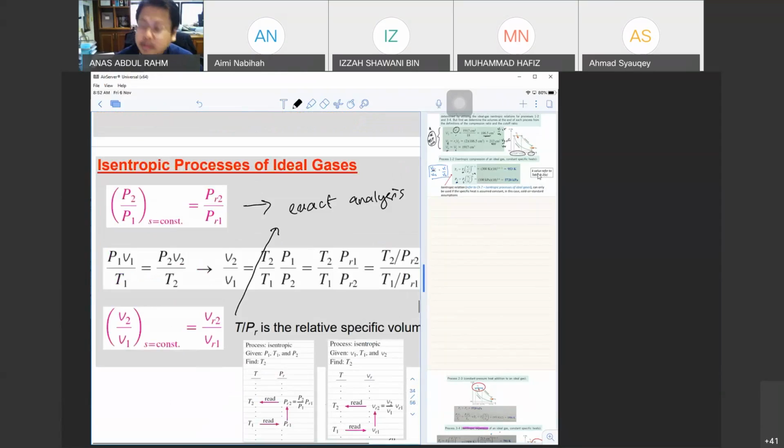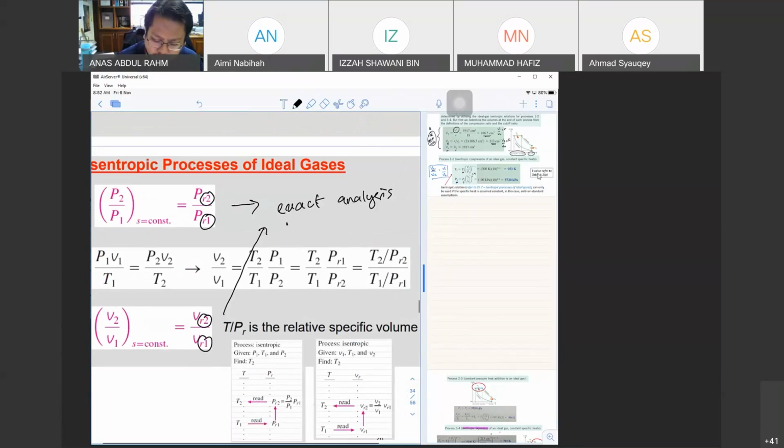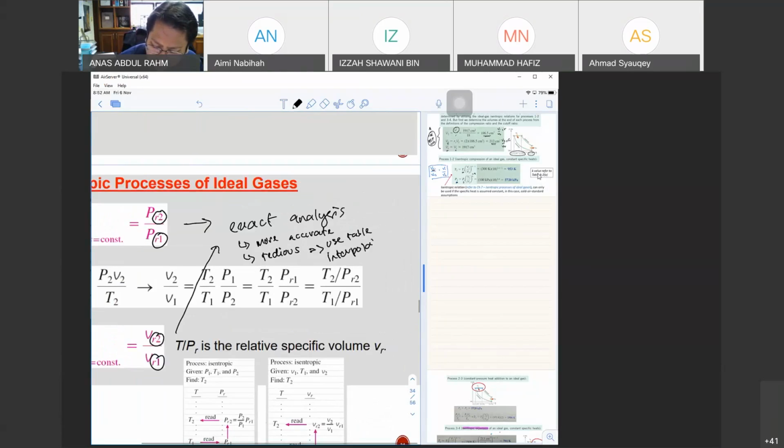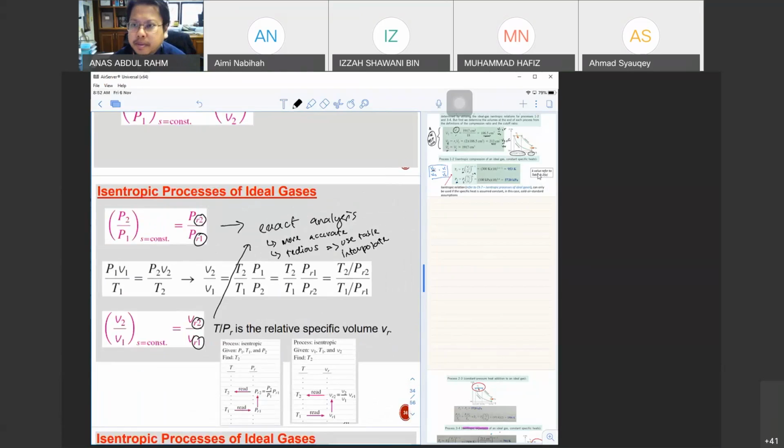The exact analysis is the one utilizing the relative pressure and relative volume. Remember, we have R, relative. The exact analysis is more accurate, but tedious. Why? Because you have to use the table and then you have to interpolate most of the time. So later we will look at an example.